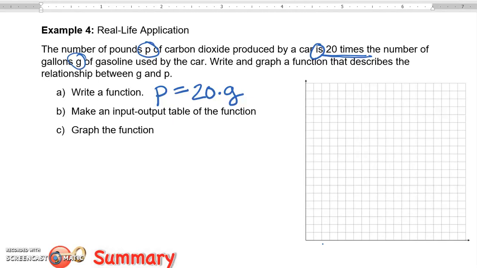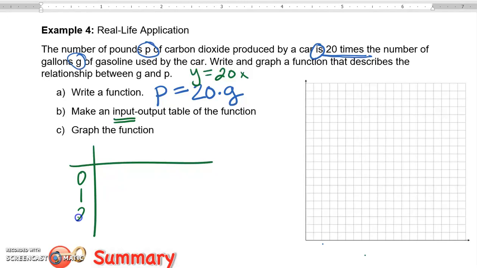Now, don't be thrown off by P and G. If you need to use y and x, knock yourself out, okay? P and G just help you know what it's talking about in the context of the problem, but really, they're the same thing. So making an input-output table, we need to pick our inputs because it didn't tell us. We can't have a negative amount of gallons, so let's just start at 0. Let's do 0, 1, 2, and 3. So my inputs are my x. My function is y equals 20x, and then I need my y.